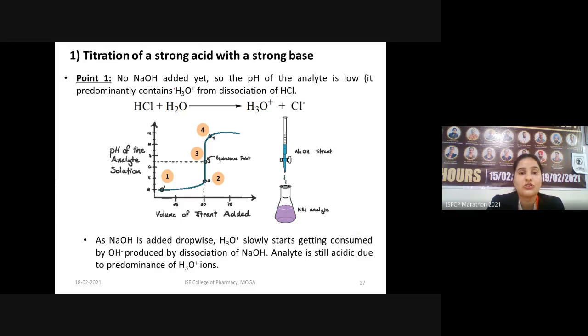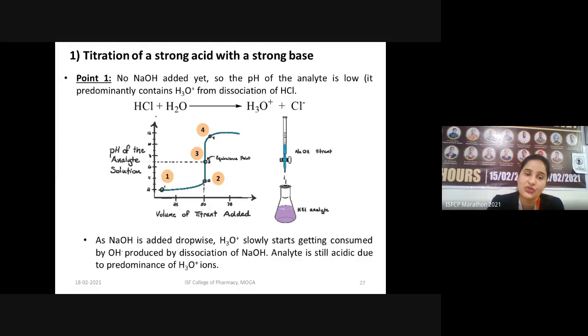So at point 1, since no sodium hydroxide has been added, the pH of the analyte is going to be low. It predominantly contains hydronium ions from the dissociation of HCl. At this particular point, we will be having only hydronium ions, which we have got after the release of H positive ions from the HCl solution.